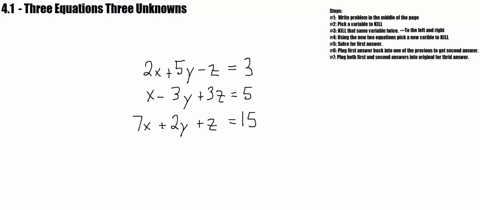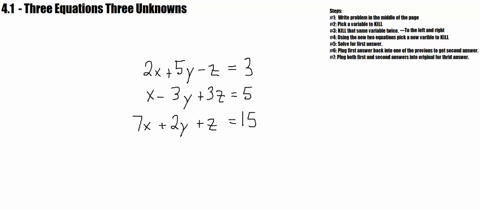Okay, so it's now your turn to give this 3 equation, 3 unknown beast a try. Write it in the middle of your paper. Go ahead and pause the video, and then see if you can get this one correct. Good luck, and don't forget to pick something to kill, and kill it twice. You can do it. When you're ready to check your answer, unpause the video, and we'll see how you did.